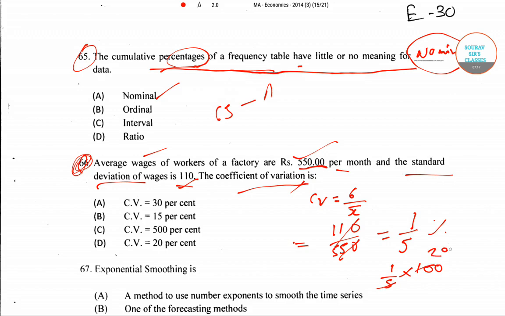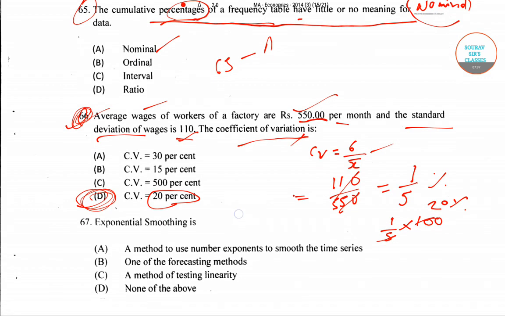So 20%. So we get the value is 20%. So for question number 66, the right answer is option D. You can see the CV is equal to sigma by x bar. So now we have just simply put the value here and we have found it to be 20%. So now we'll go to the next question for this video.